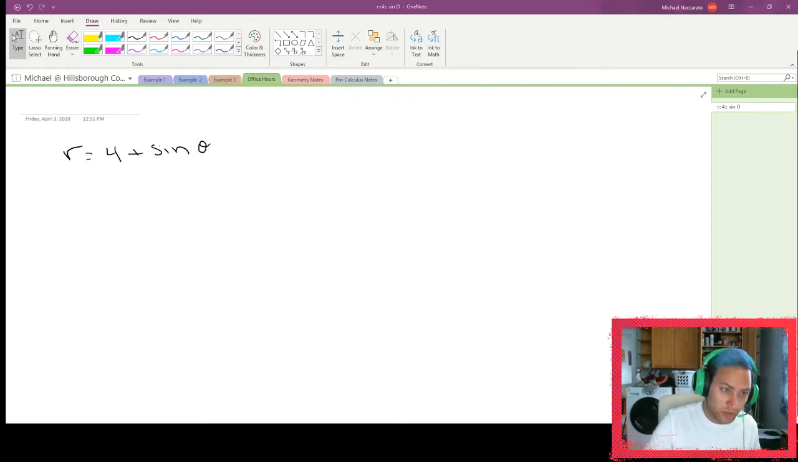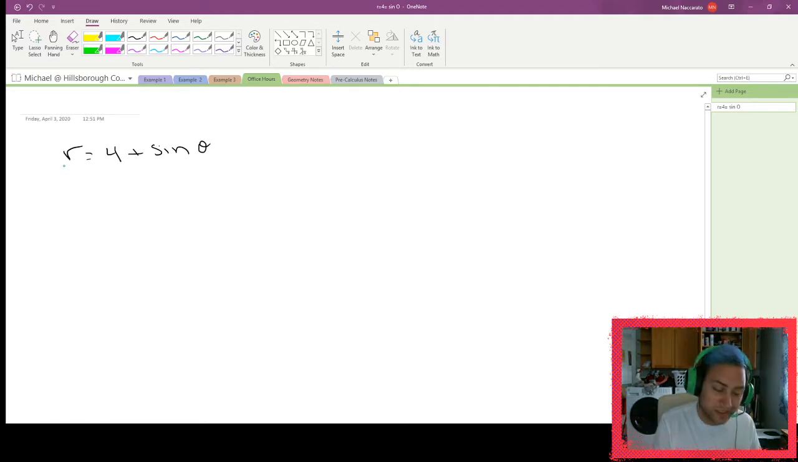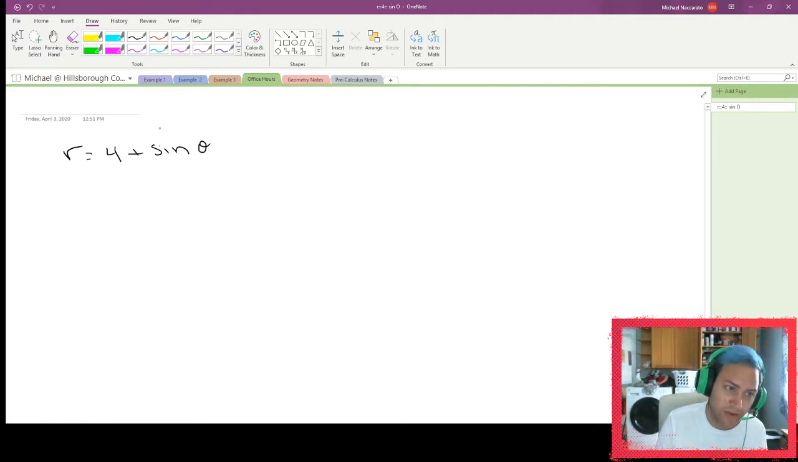So the first one that I have written up here is r equals 4 plus sine of theta. The first thing we have to do is determine what the symmetry is. Where is it symmetrical to? So we need to use our symmetry formulas and work through those. I know this part can be a little bit tedious, but it's going to make it way easier.